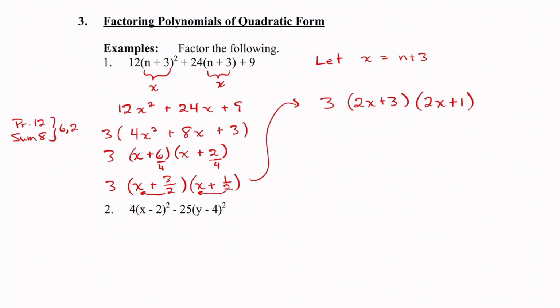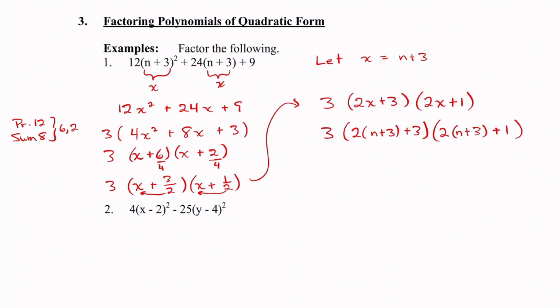Okay, so I've gotten it factored, but we never had this x in here to begin with. So I need to change back what x was. So it is going to change back into an n plus 3. So I got that 3 in front, then I had 2 times, and I'm going to change to n plus 3, plus 3. And then for our second one, same thing.